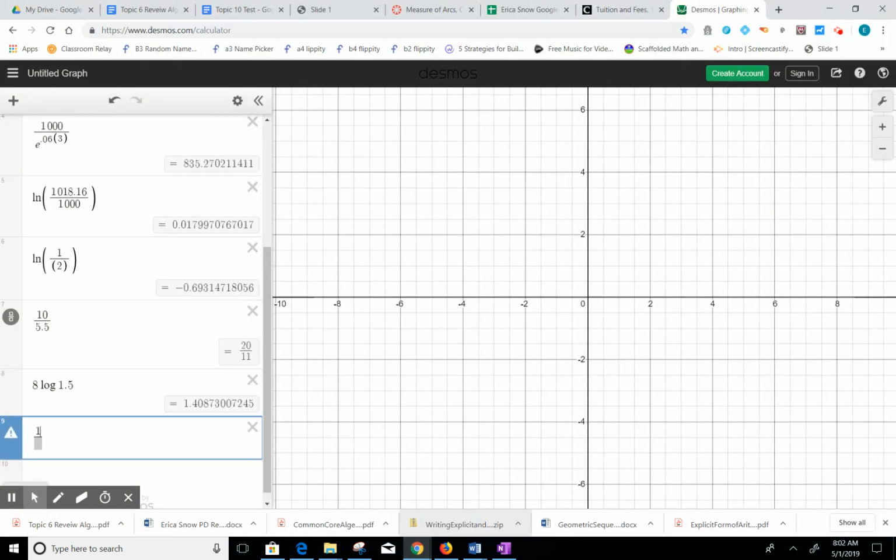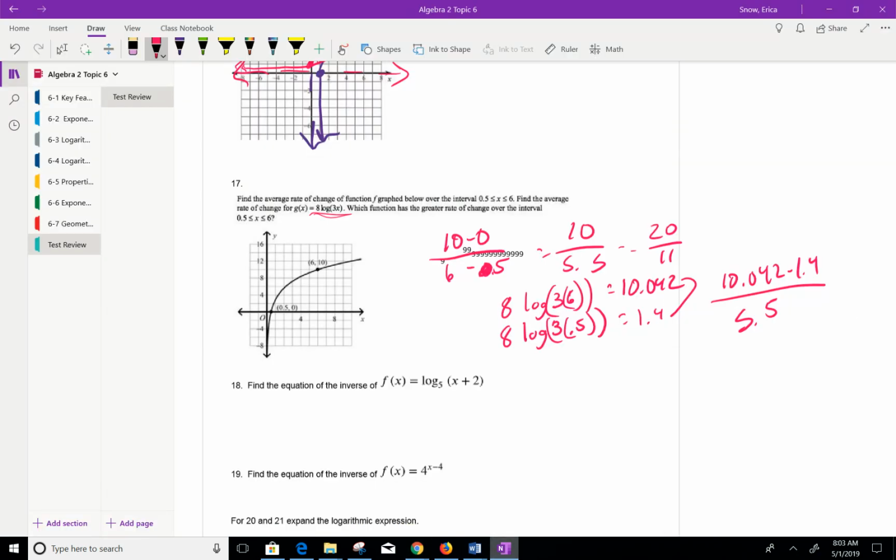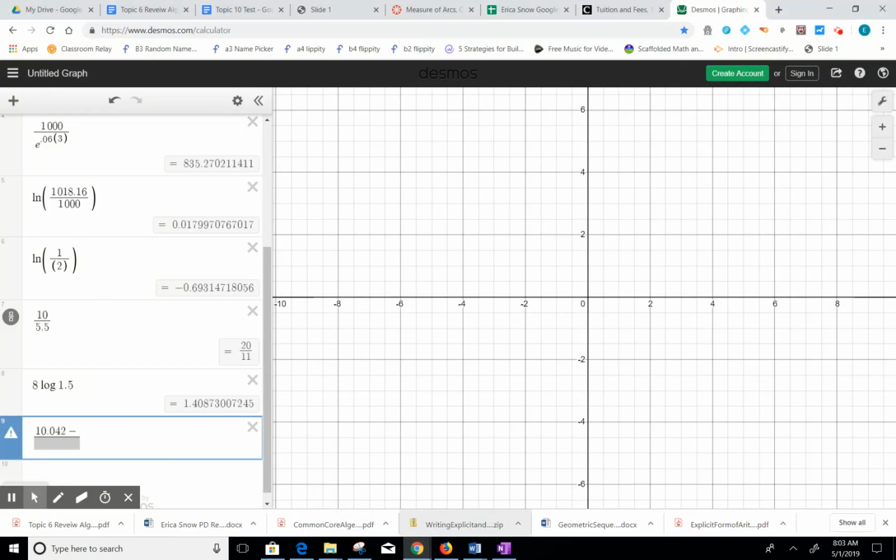So 10.042 minus, what was that? I forget, 1.4.